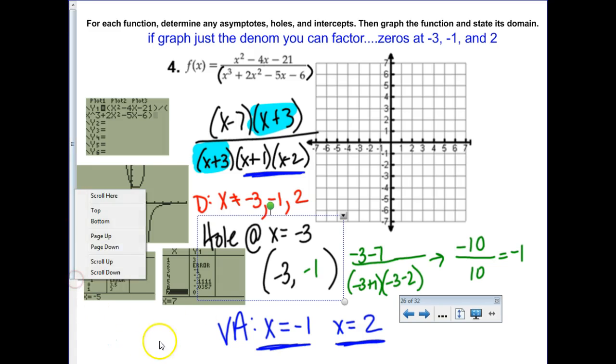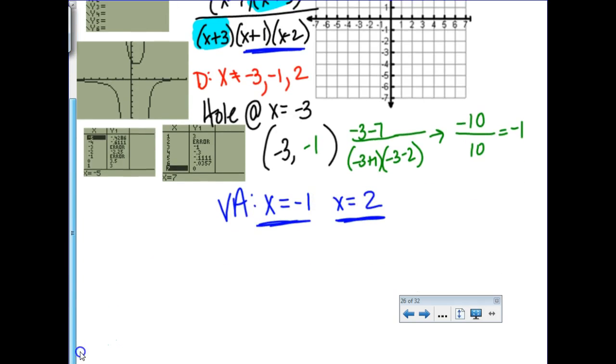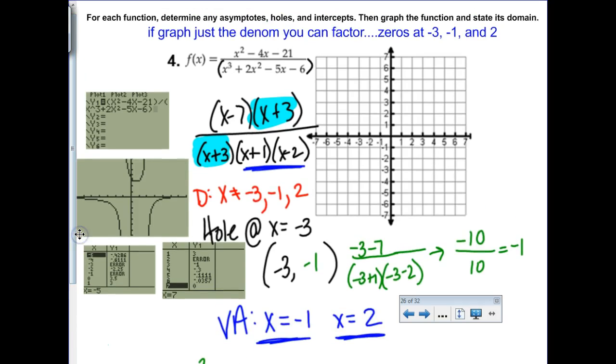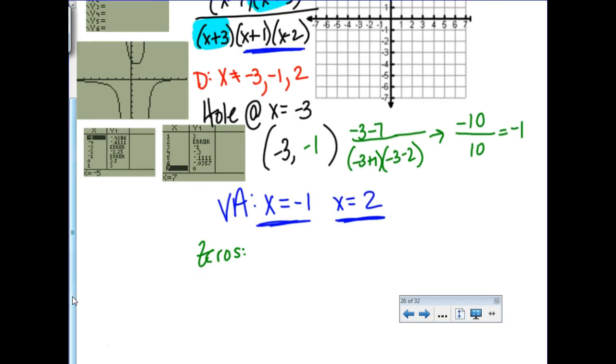All right, where are we at? We're on number 5 now. It says zeros or x-intercepts, whatever you want to call them. Let's go find our zeros or our x-intercepts. That would be where you look at what's left in your numerator, so not the hole that was removed, but whatever was left, and solve that equals 0. So x minus 7 equals 0. So apparently there's an x-intercept at 7, 0.